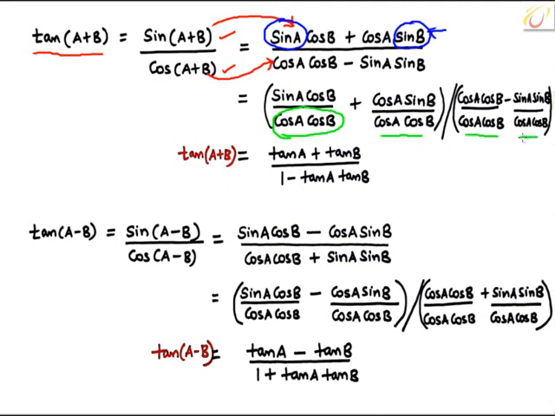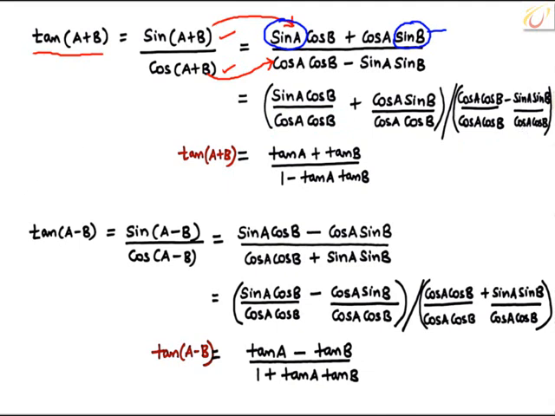So, what do we get? Sin A cos B upon cos A cos B plus cos A sin B upon cos A cos B, whole thing divided by cos A cos B upon cos A cos B minus sin A sin B upon cos A cos B. So what will happen here?